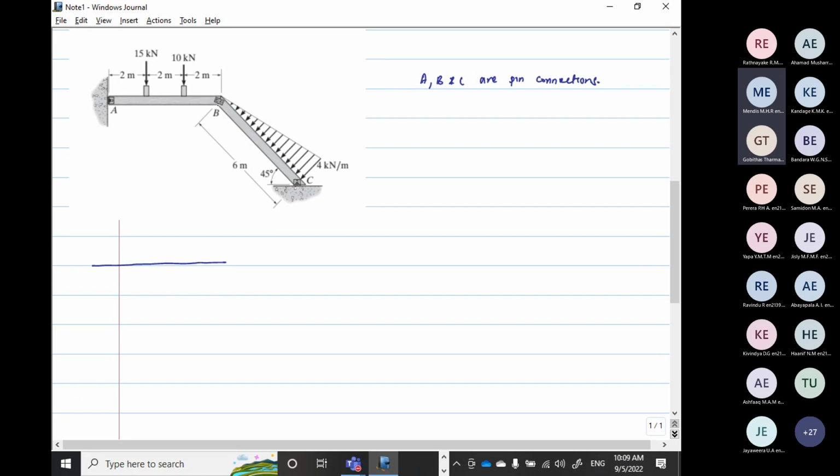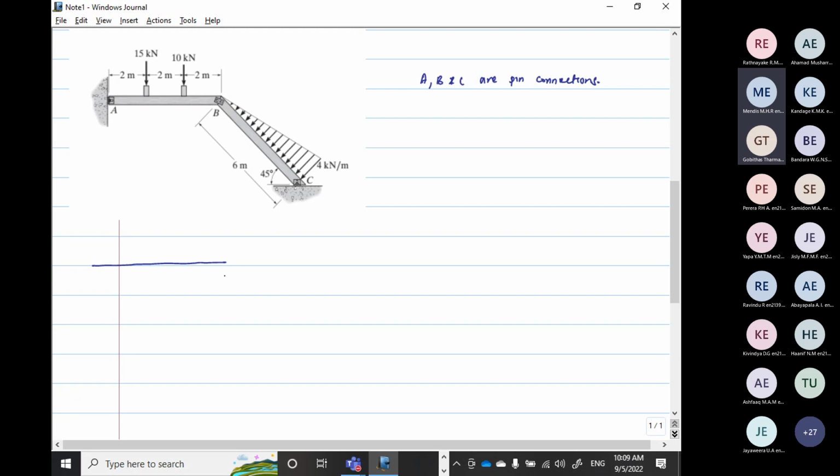Now since B is a pin connection, I can just disconnect that B. I don't need to treat it as a rigid element, rigid connection. So B is also a pin. Okay, so this is a different scenario where A, B, C are pins. Means if it is a pin, I can break at that point because there's no moment there. So pin means there will be vertical and horizontal reaction. So I have a flexibility to break at point B because it's a pin.